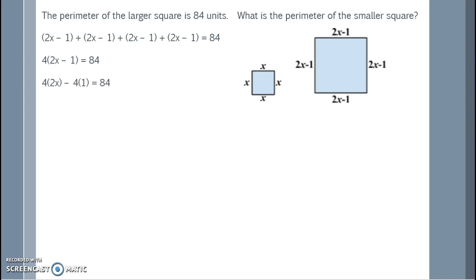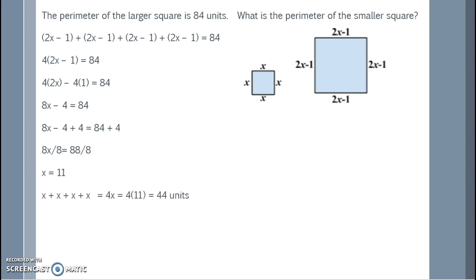After distributing the 4, we end up with 8x minus 4 is equal to 84. Using the same operation, we will add 4 to both sides, giving us 8x equals 88. Dividing both sides, we see that x is equal to 11. Now we can identify the perimeter of the smaller square, knowing that it is adding up all their sides, so x plus x plus x plus x, or there are 4 x's. Substituting in 11 for x, we get 4 times 11, which is 44 units.